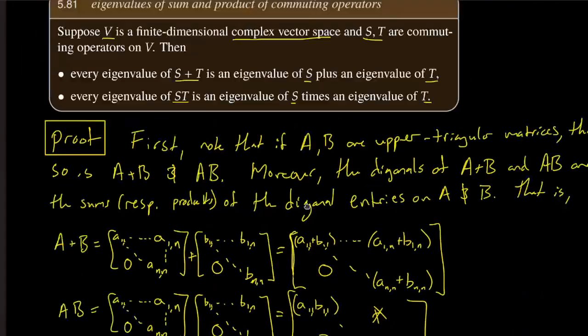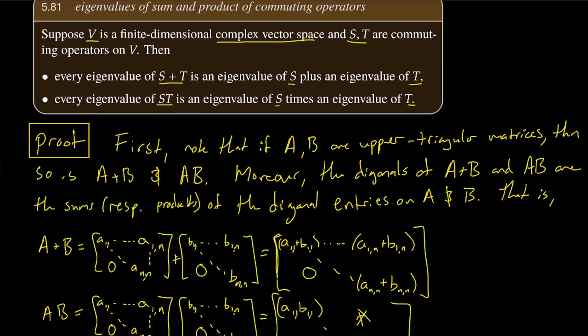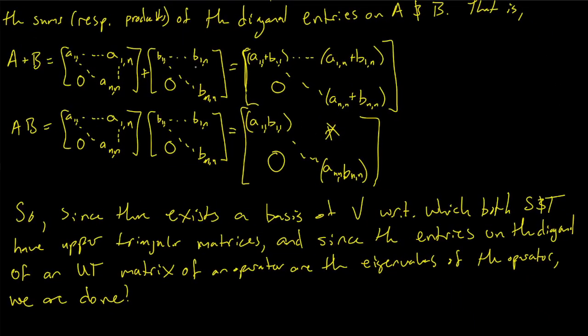Oh, yeah. Wait a second. That's it. All we had to do was show that every eigenvalue of S plus T is an eigenvalue of S plus an eigenvalue of T. Well, take a basis that makes both S and T's matrices upper triangular. This means that the diagonal entries on the matrix of S are the eigenvalues of S, and the diagonal entries on the matrix of T are the eigenvalues of T.